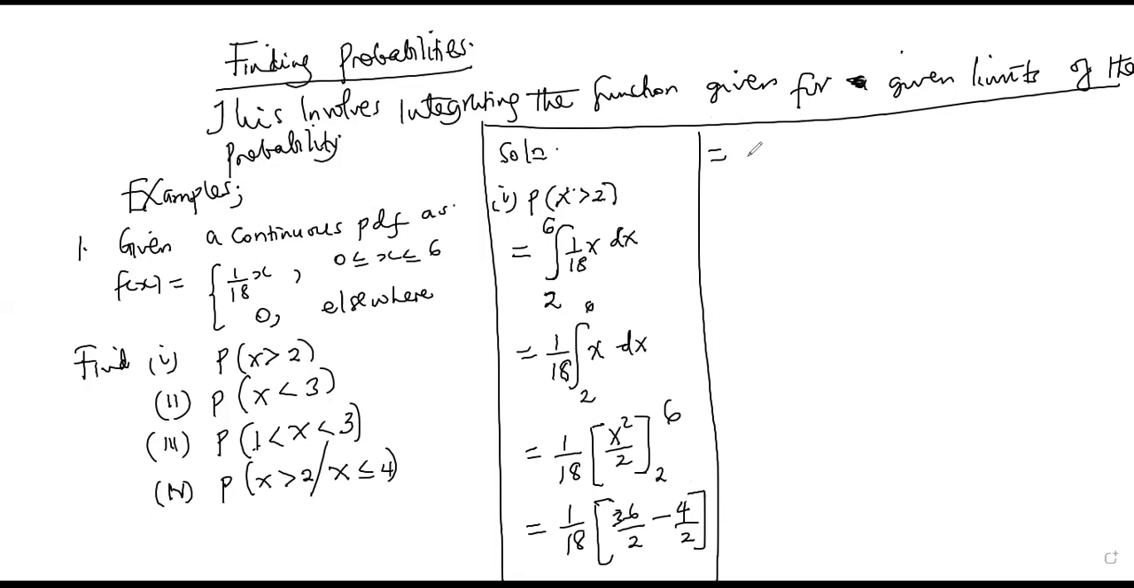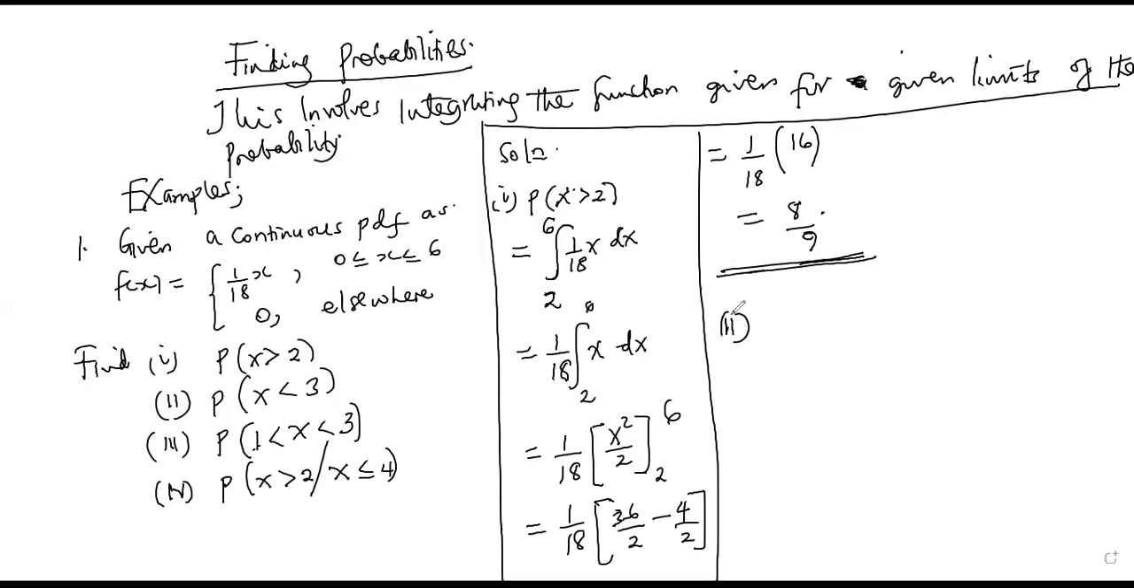Right, so it is going to be 1 over 18 into 18 minus 2. 18 minus 2, that is 16. So by 2, we shall have 8 out of 9 as our probability.